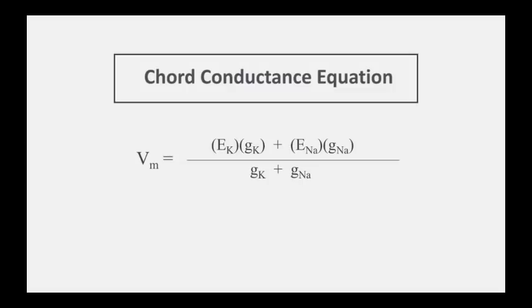Now once you have that figure, you will add that to all the other ions that are permeable to this membrane. In this situation, we see E sub Na, or equilibrium potential of sodium, multiplied by the conductance of sodium, G sub Na. You will divide this number by the conductance of all the permeable ions. In this slide, you see G sub K plus G sub Na, or the conductance of potassium added to the conductance of sodium. This is how you calculate the overall membrane potential of a cell.